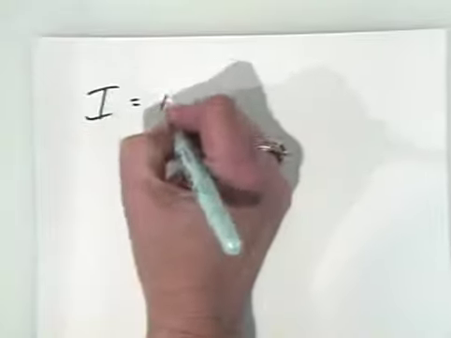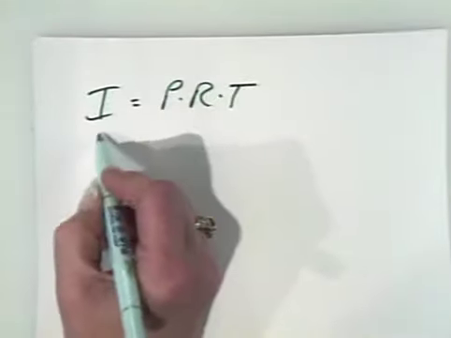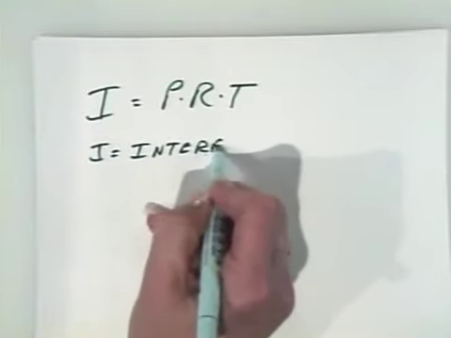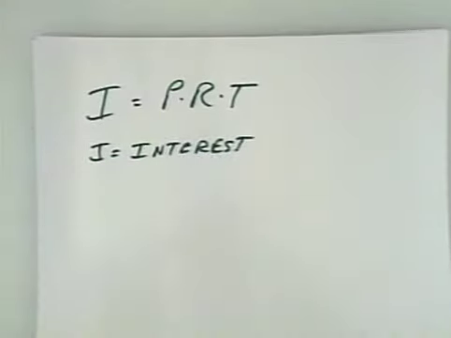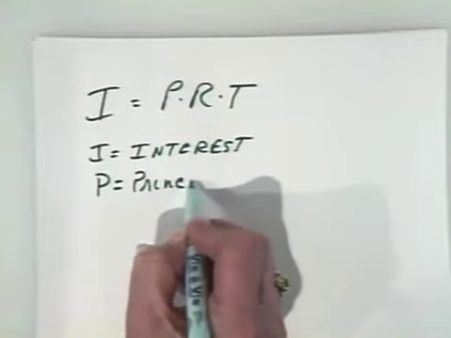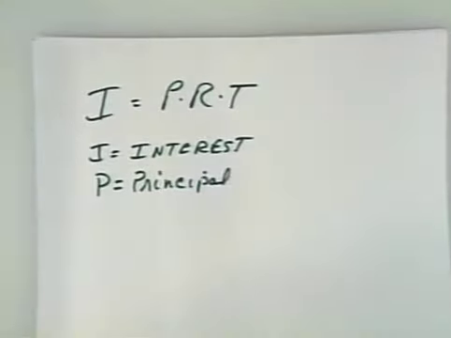One of the most important formulas that we'll memorize in this class is the interest formula. It's I equals PRT. The I stands for interest. And by definition, interest is a fee paid for the use of someone else's money. P is going to be principal. Principal is the amount of money that is borrowed.